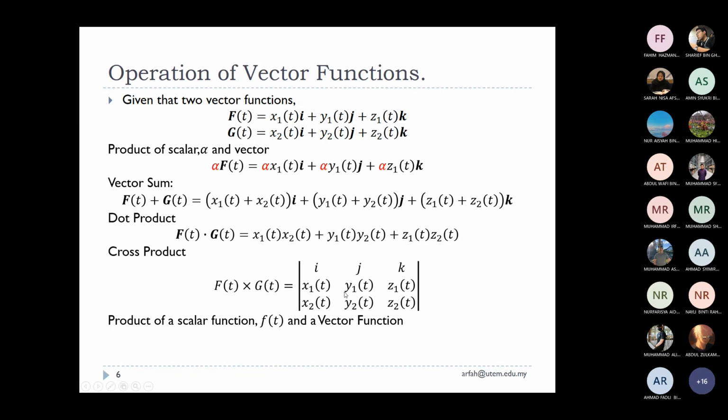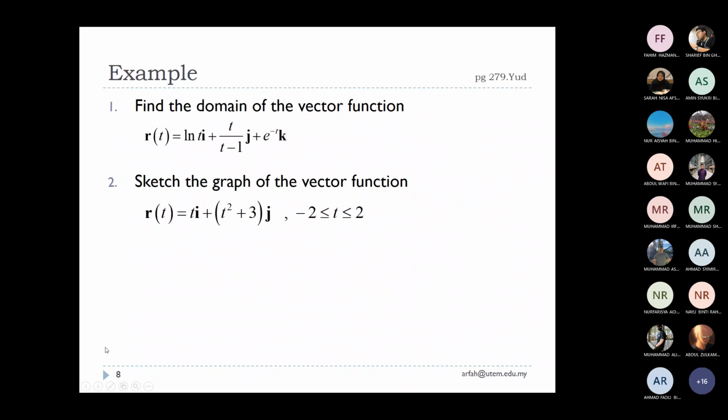And then we have the product of a scalar function, by which, let's say you have a function f of t. f(t) is a scalar function. There is no component of i, j, and k because it's not a vector. And we want to find the product of this scalar function to the vector function. So darabkan, then finally to do so, you just do the multiplication of the scalar function for each component of i, j, and k of the vector function. Then you will have the answer.